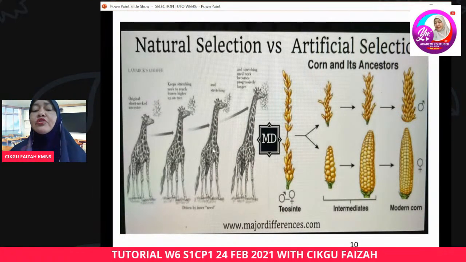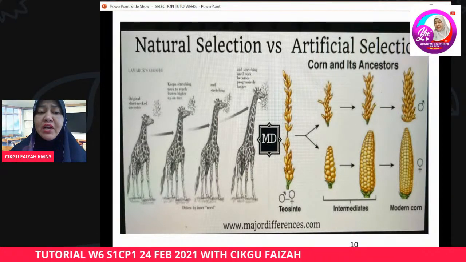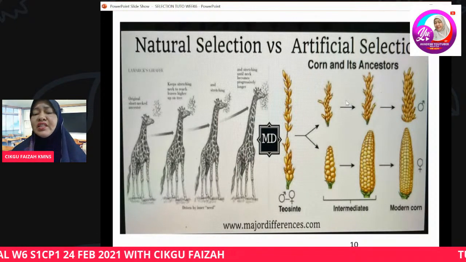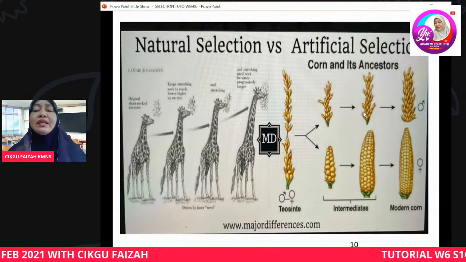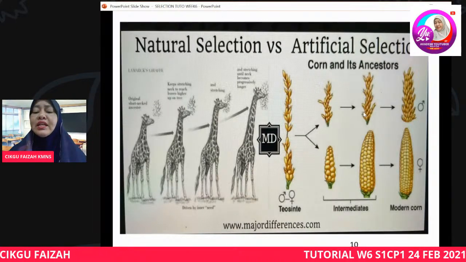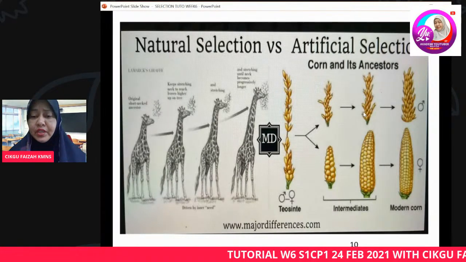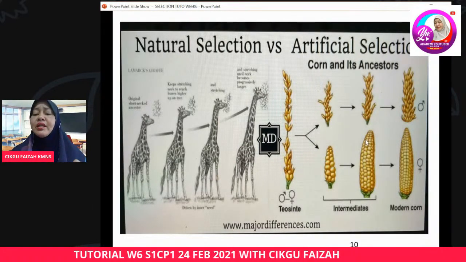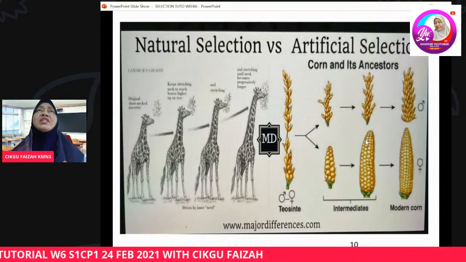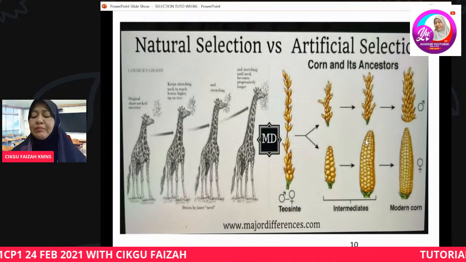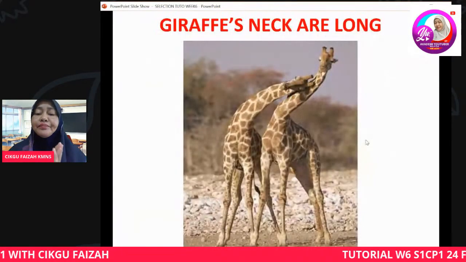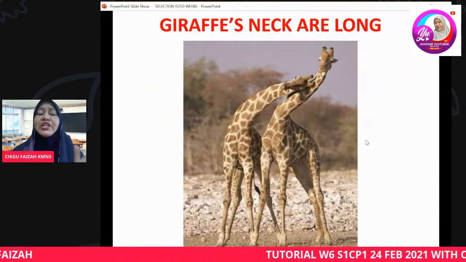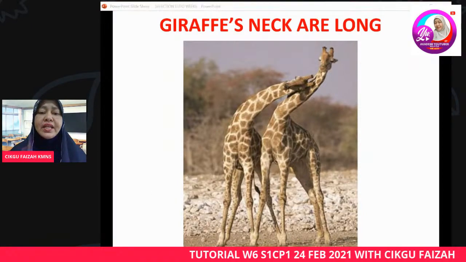Right? So this is the giraffe, and also the corn and its ancestor. So what you eat now, class, the modern corn, the jagung sekarang ni, is actually a modern corn, which is artificial selection. So kita akan bincang these two. Okay, back to the discussion of why giraffe necks are long.